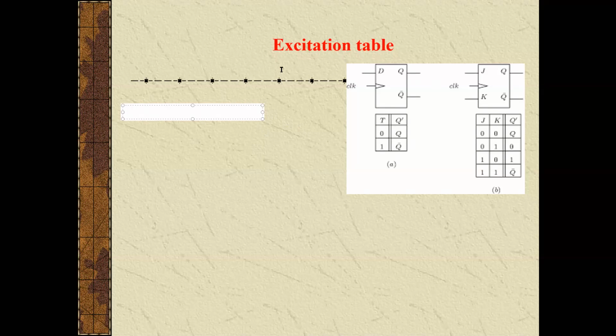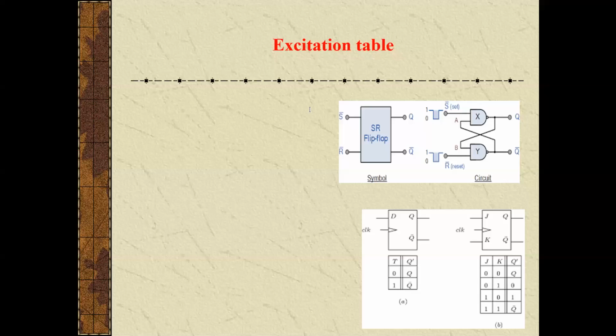Before seeing how the excitation table is written for the JK flip-flop, first we have to write it for the SR flip-flop. So let's see the excitation table for the SR flip-flop. First we have to see the truth table of the SR flip-flop, then based on that we write the excitation table.